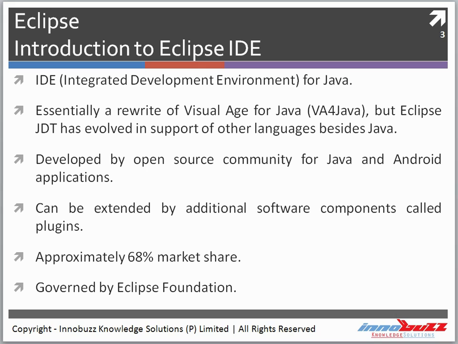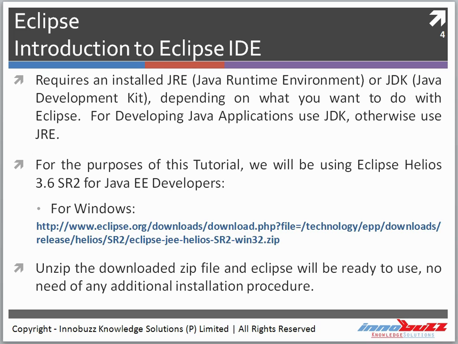The JDT project allows Eclipse to be a development environment for itself. Also, very wide plugin options are available for you to use, including plugins for the Struts framework, Spring, Hibernate, UML, and more. It requires a Java runtime environment for executing Java applications or a Java development kit for developing Java applications.